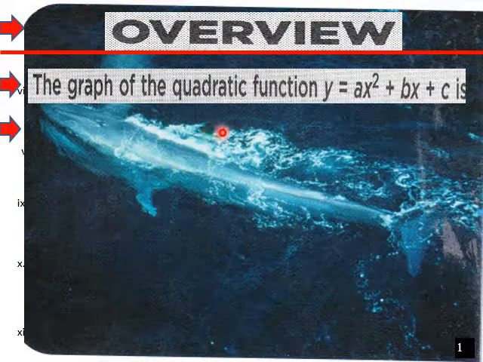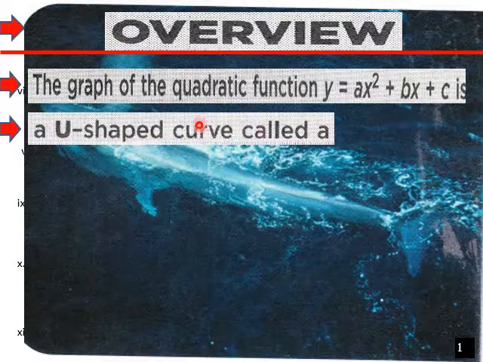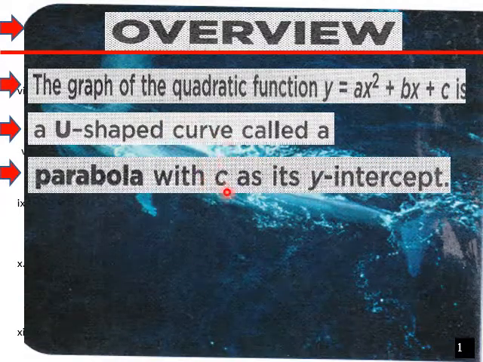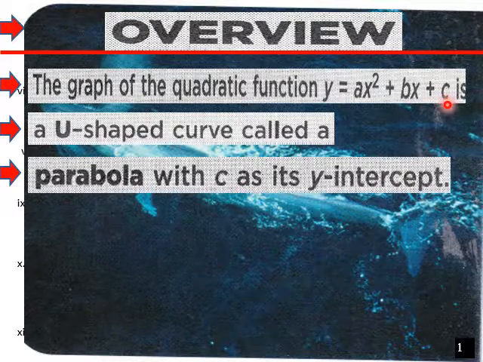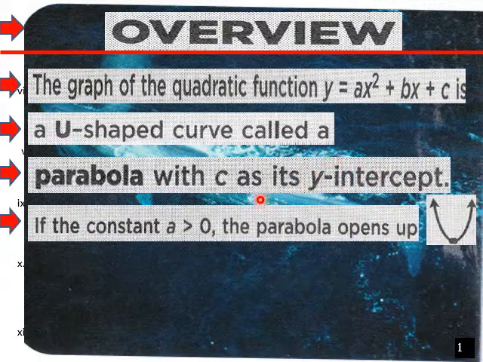Okay, the graph of the quadratic function y equals ax squared plus bx plus c is a u-shaped curve called a parabola with c as its y-intercept. Here is your y-intercept here. When x equals 0, y would be the c here, its y-intercept.